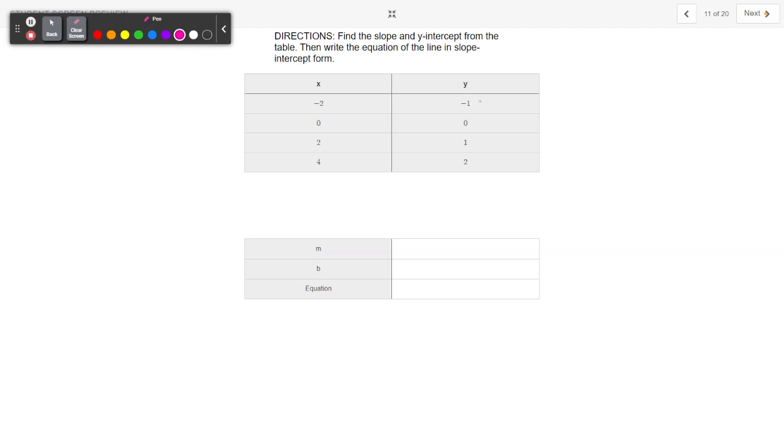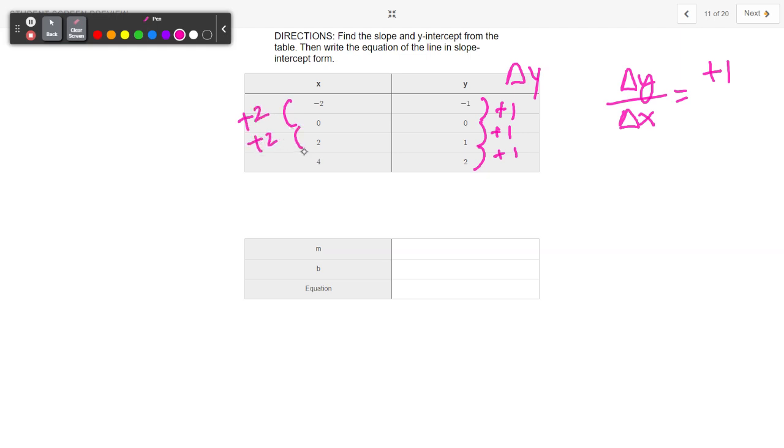Okay, so my y is going up by 1 every time. So my change in y is plus 1. Remember, slope is change in y over change in x. My x from -2 to 0 goes up 2. From 0 to 2 goes up 2. 2 to 4 goes up 2. So my change in x is plus 2. So that means my slope is 1/2.